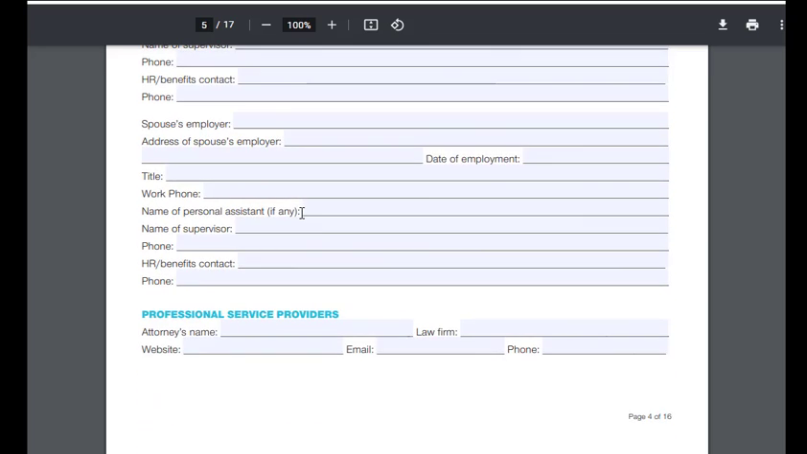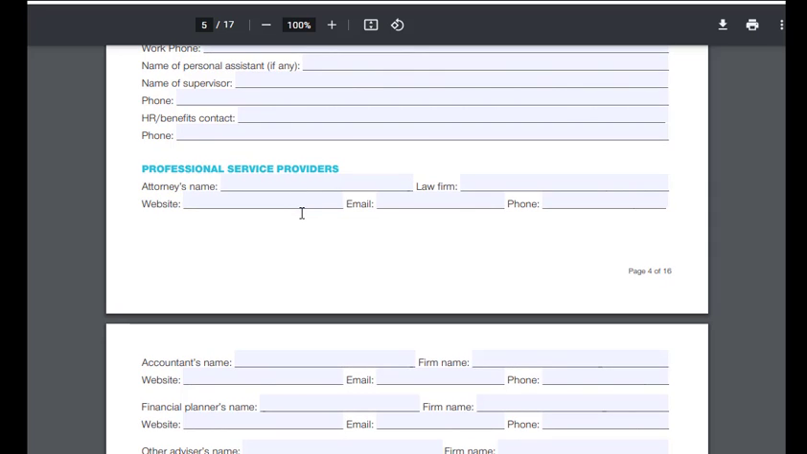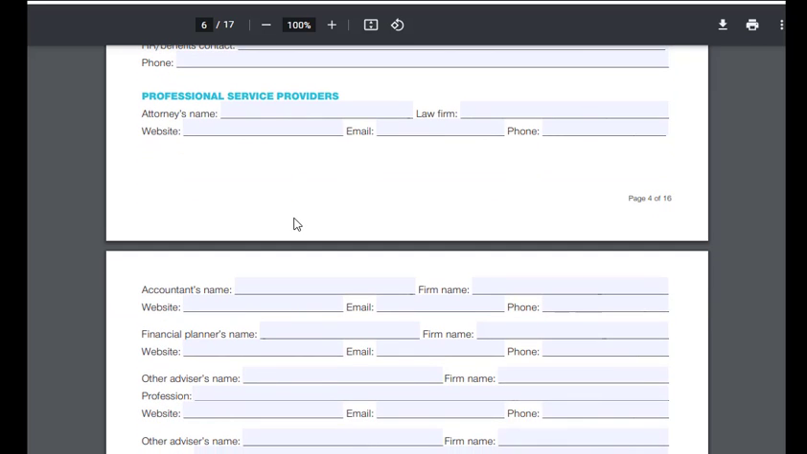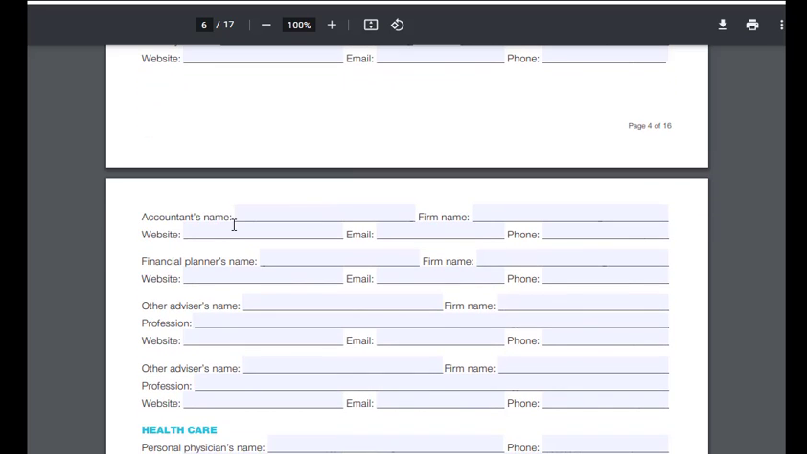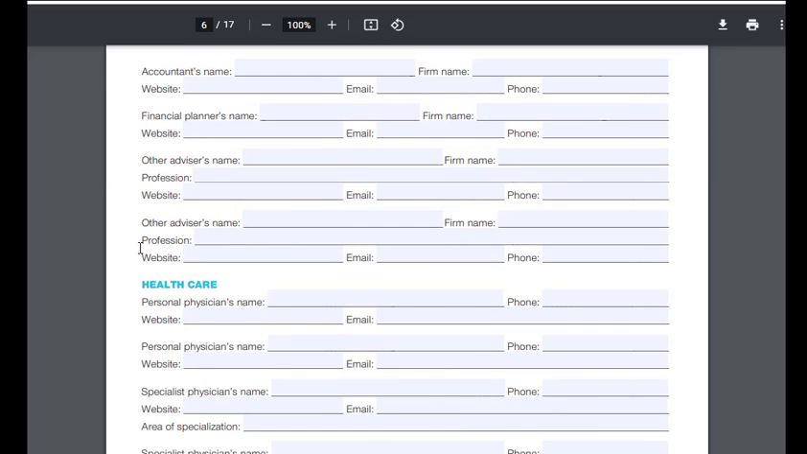We have work information. Then we move on to professional service providers. The first one is the attorney name. This is great to have if you already have a will made, so they know where to look. We have an accountant's name, to help with the taxes every year. We have financial planner's name, and any other advisors for the family. There are 2 extra spaces, so that's great.